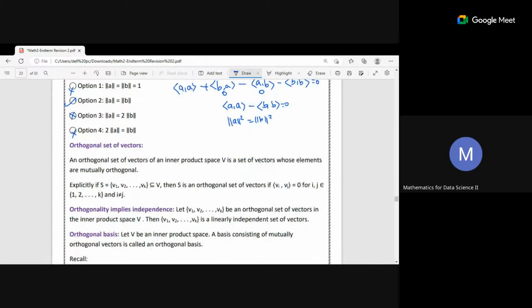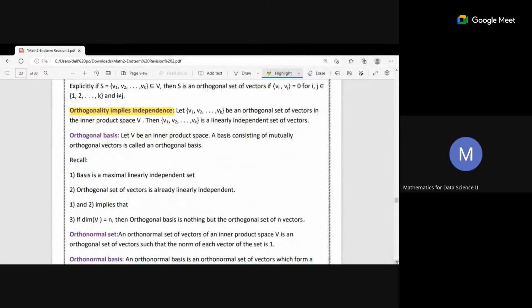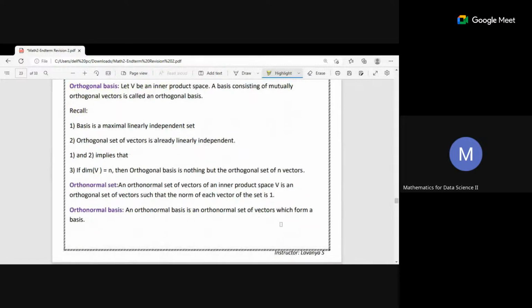So you know what is an orthogonal set of vectors? A given set of vectors is said to be orthogonal if they are mutually orthogonal to each other. Okay, take any pair, they should be orthogonal. And what is the important property about orthogonality? Orthogonality implies independence. This is a very important property. If you have a set of orthogonal vectors, then they are always linearly independent. Okay, and what is an orthogonal basis? A basis consisting of orthogonal vectors. That's all.